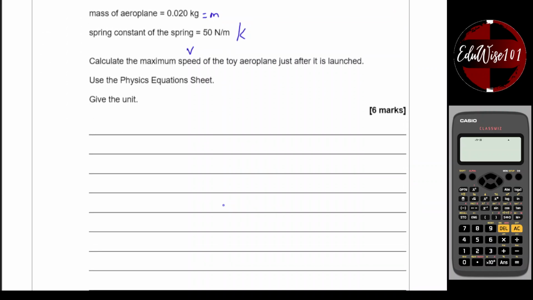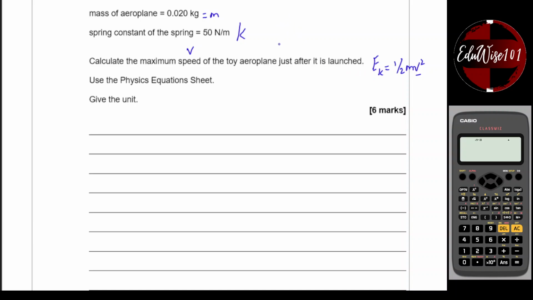So for 6 marks, I definitely need to use two equations. To calculate the maximum speed, I would use the kinetic energy equation. So, kinetic energy equals half mv squared, and I can find the speed there. Now, in order to find the energy, I'm going to assume that the elastic potential energy generated is equal to the kinetic energy of the toy airplane when it's actually released.